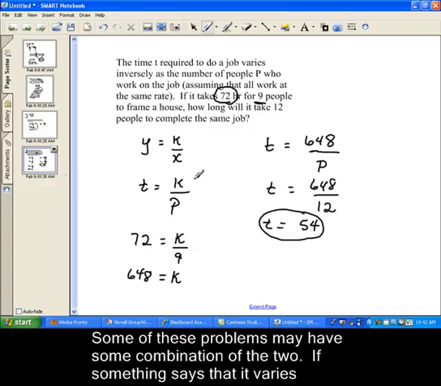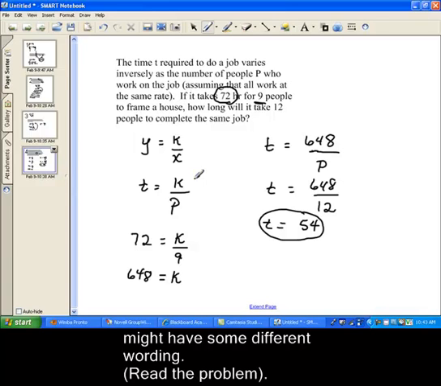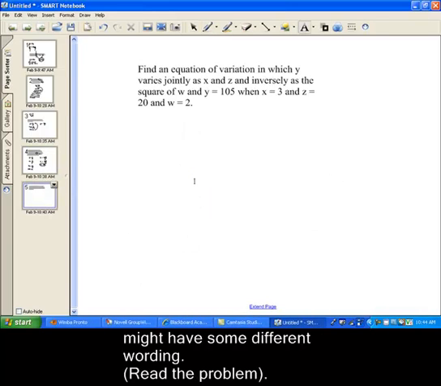Now some of these problems will actually have a combination of the two, and you just have to read and find out what's happening. If something says that something varies jointly, that's the same as direct variation. Let's look at a couple of problems that might have some different wording in it so you can see what I'm talking about. Now this problem has quite a lot in it to digest.